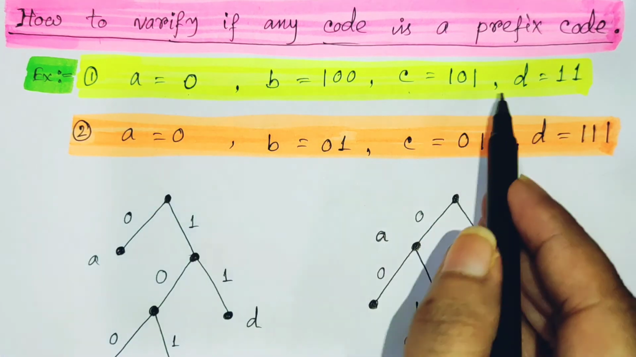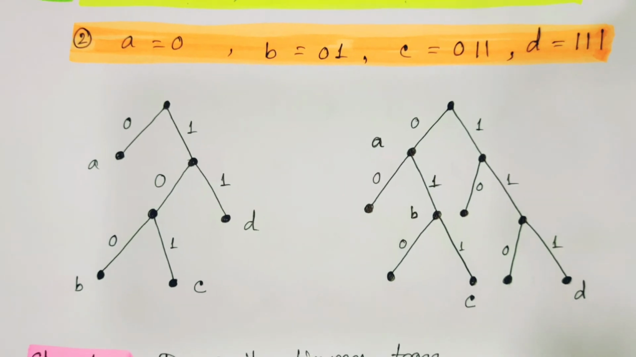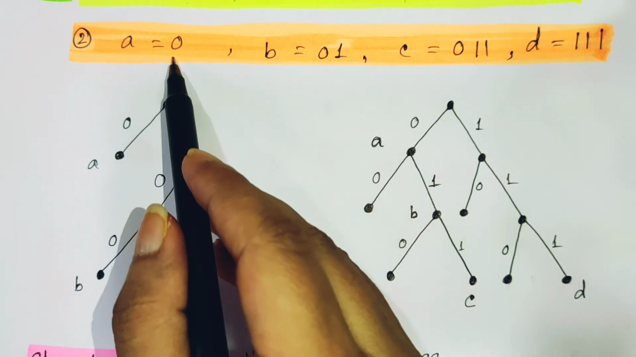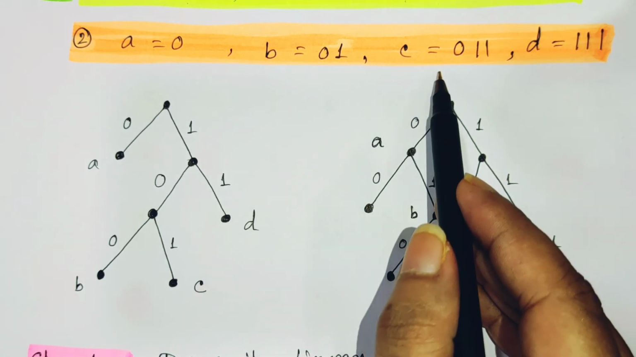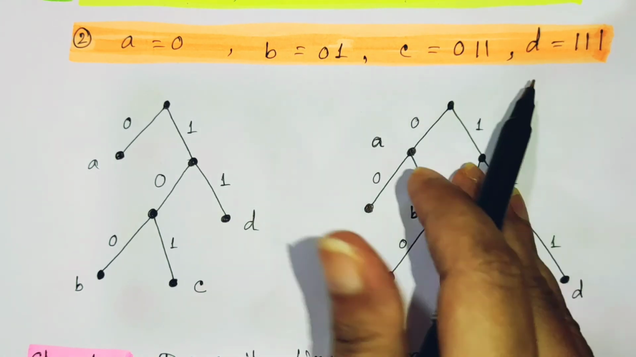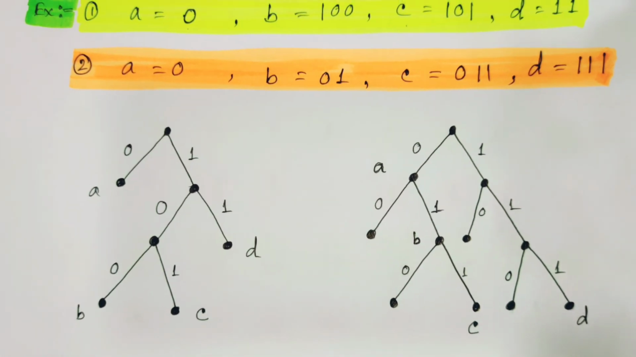This one is one set of variables, and another one is given as A, whose prefix code is 0, B, whose prefix code is 01, C, whose prefix code is 011, and D, whose prefix code is 111. So depending upon these two, we should create our binary tree. At first we create it, and after that we analyze what happened to these.